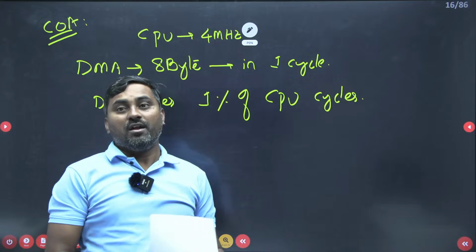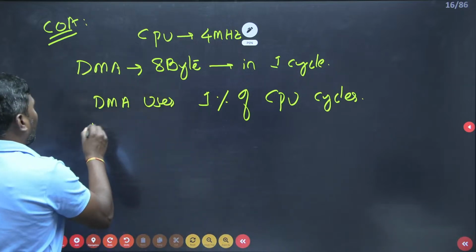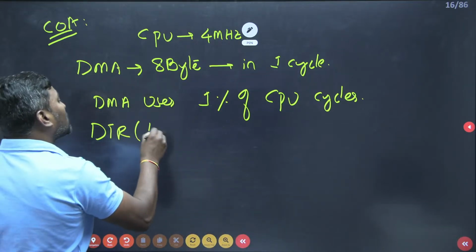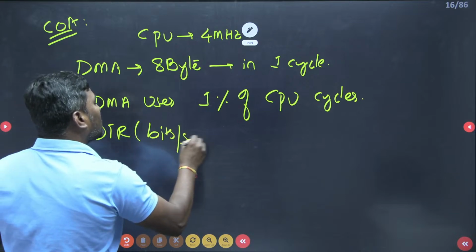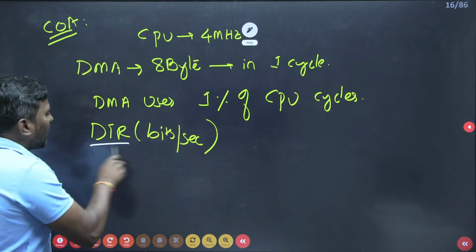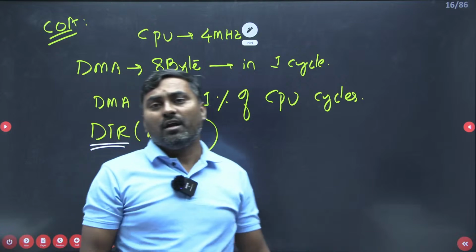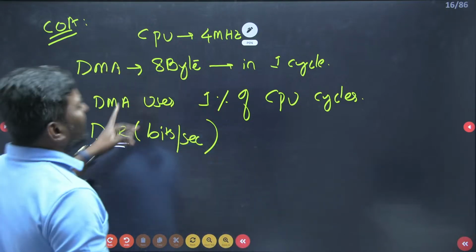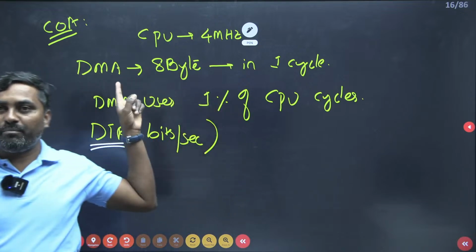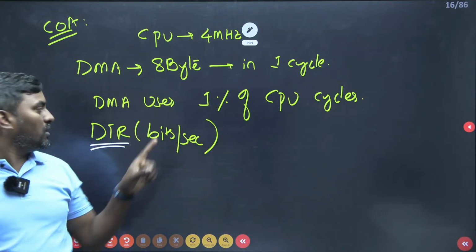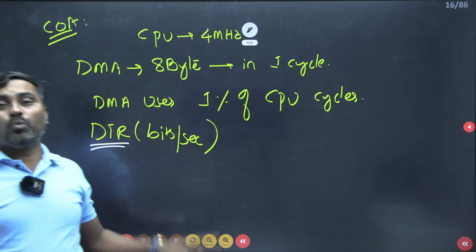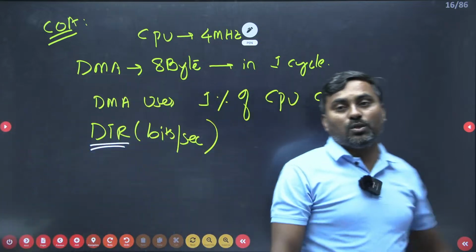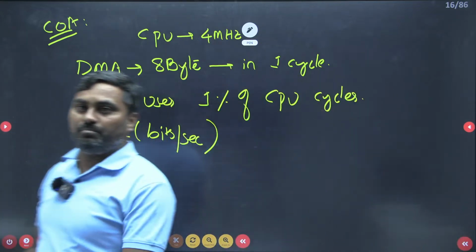the data. Now they ask DTR in bits per second. What is the DTR, the data transfer rate of the DMA? I hope you understand the question. I think they have framed this as a 1 mark or 2 mark question. It is an MCQ question, they given options also.